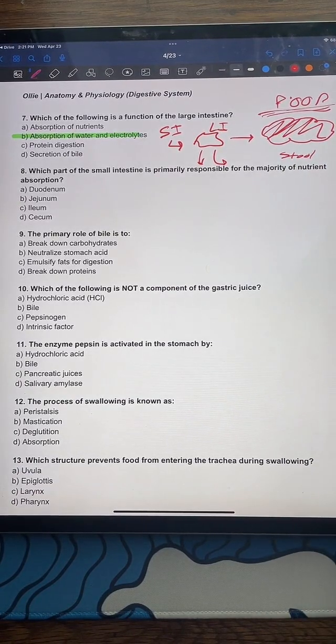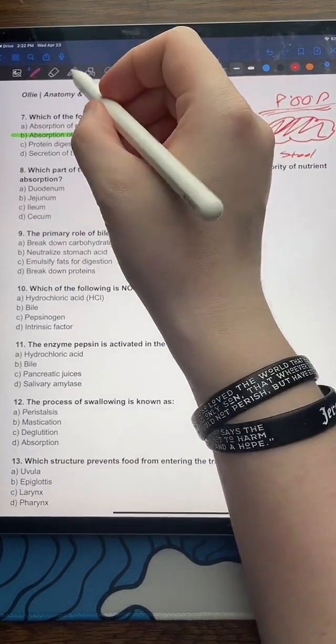Number 8, which part of the small intestine is primarily responsible for the majority of nutrient absorption? The answer is B. It is the jejunum.